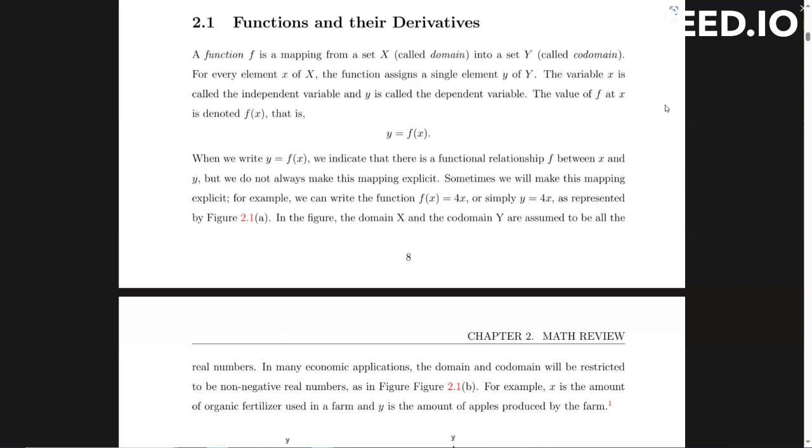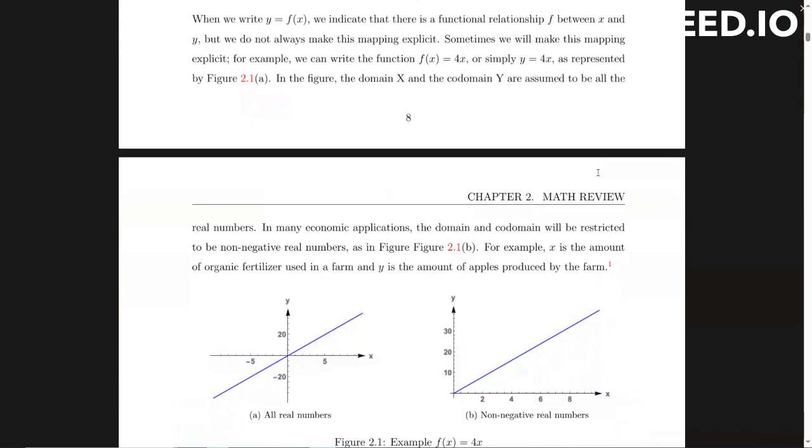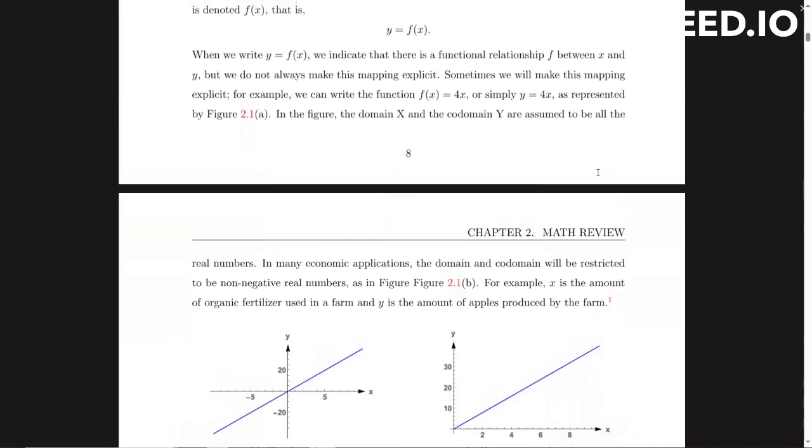So when we write y equals f of x, we indicate that there is a functional relationship f between x and y, but we do not always make this mapping explicit. Sometimes we will make this mapping explicit. So we do have the terms implicit and explicit. I just get a little bit confused here, I'll get it backwards. We can have either one, implicit or explicit.